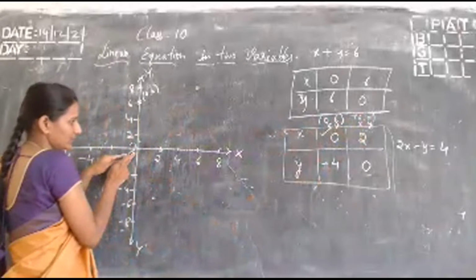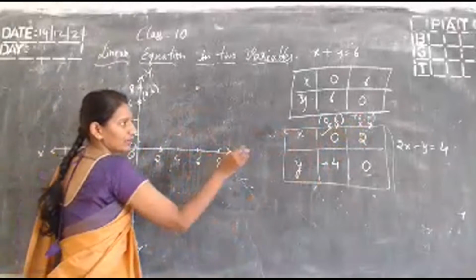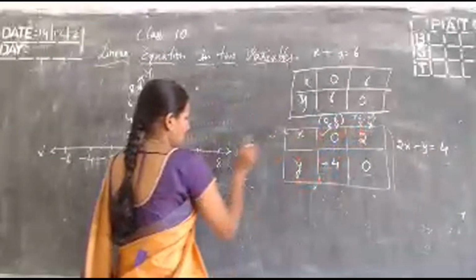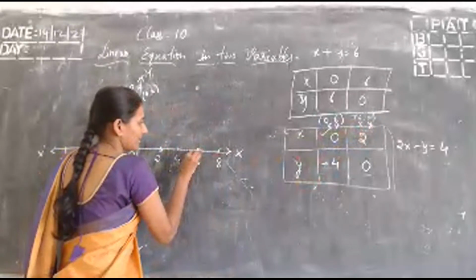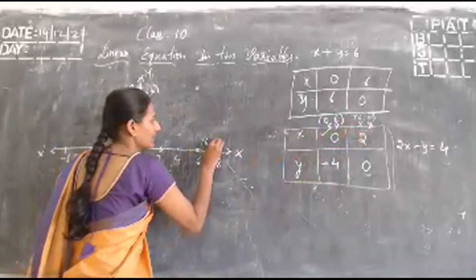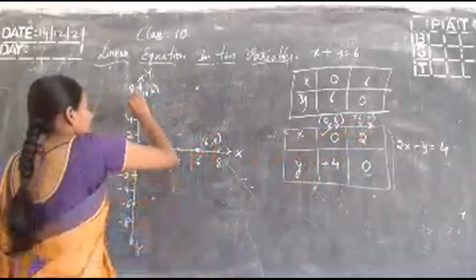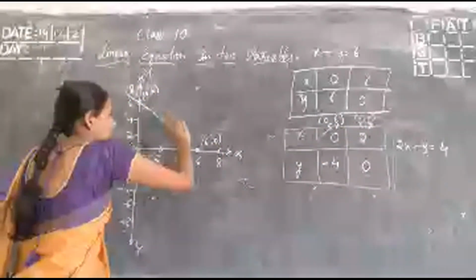Where should we plot this 6, 0? What is the x here? 6. So we should draw it on the x-axis. This is 6, 0. Draw a straight line.